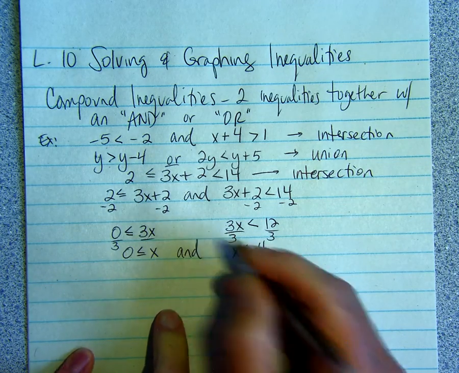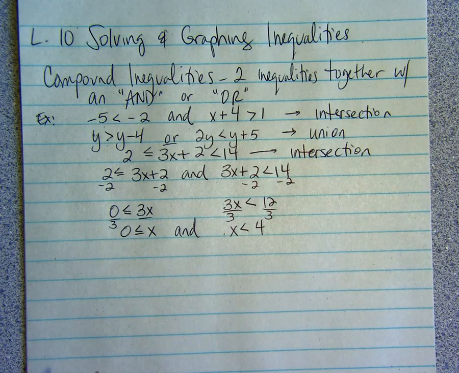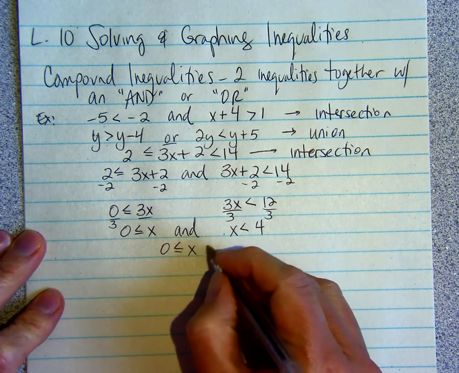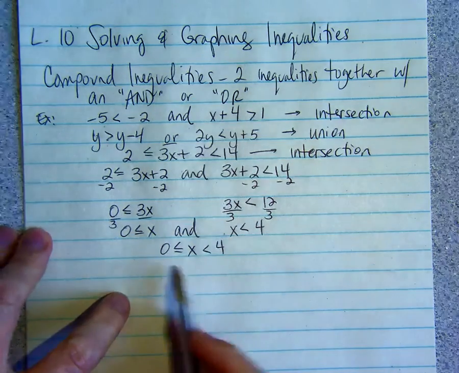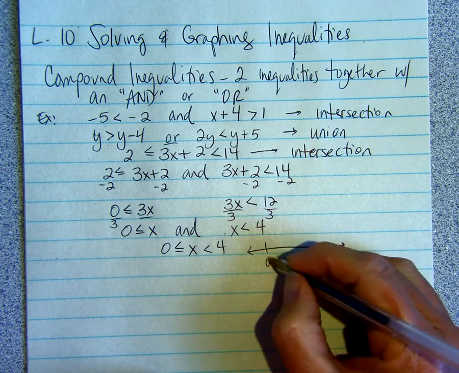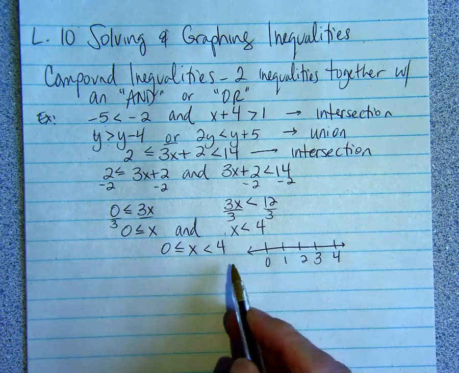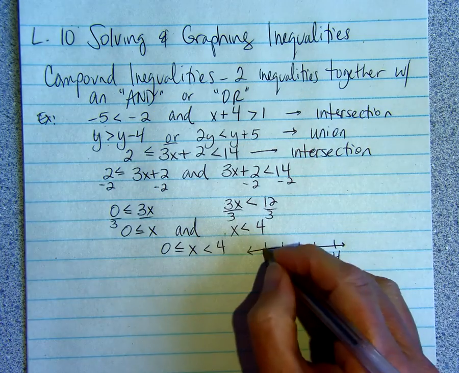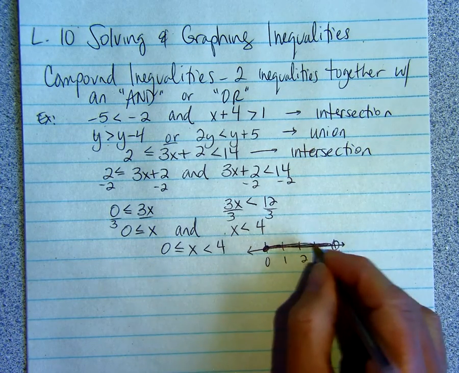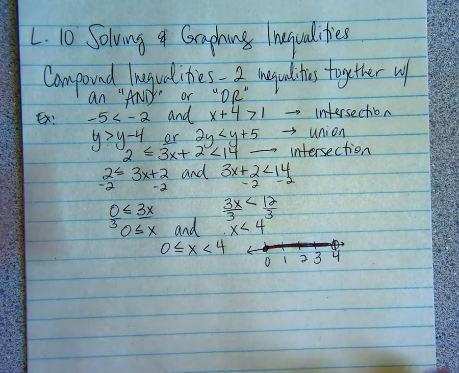So we have 0 is less than or equal to x, and x is less than 4, but we want to put that in a compound inequality where it's together, and we'd have 0 is less than or equal to x is less than 4. If we wanted to graph that, we would need our 0 and our 4. The "and" statement's going to be between. 0 would be a solid circle, the 4 would be an open circle, and we would color in between. So we solve them just like we do with equations.